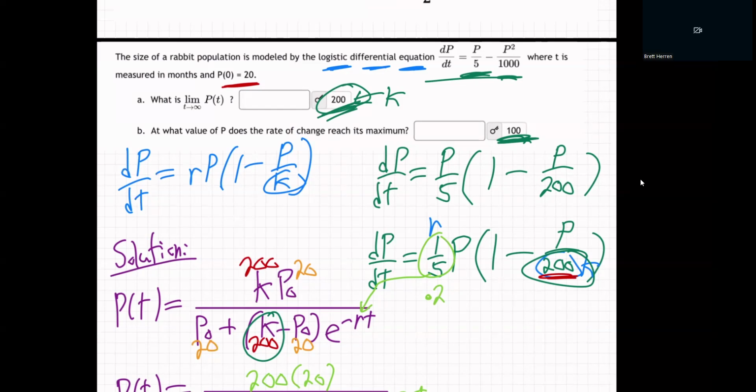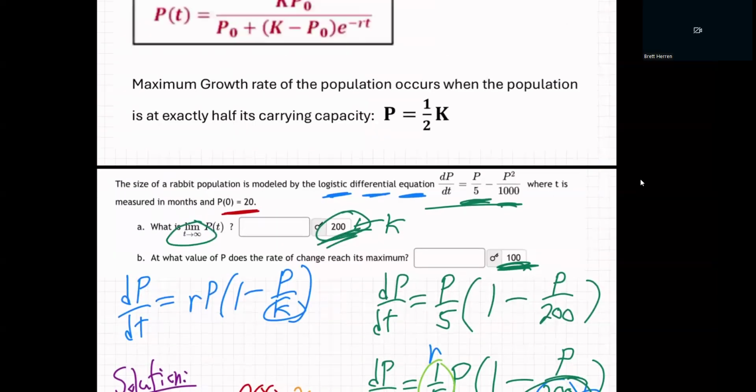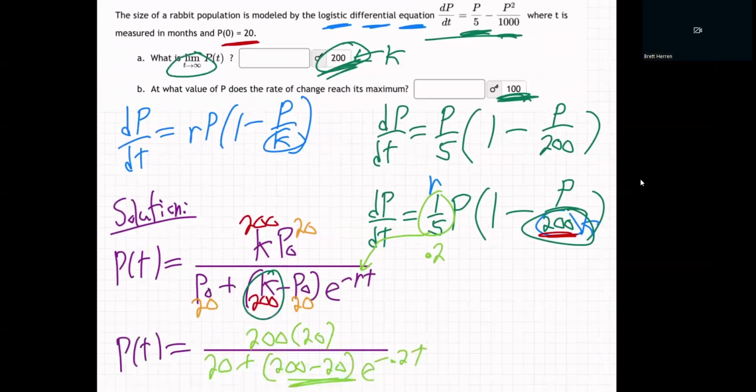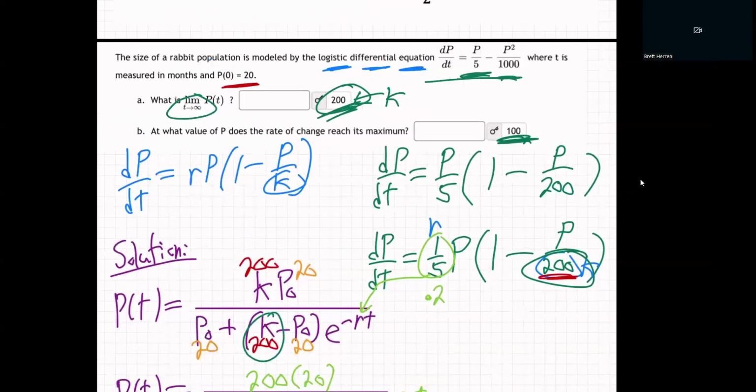So after infinite time, they're going to tend toward a maximum population of 200. But the rate of change is the fastest when they're halfway there, at 100. So that's from the notes. And so there we go.